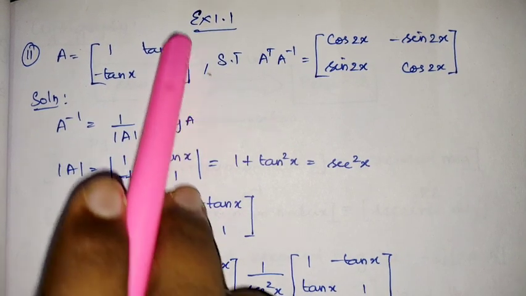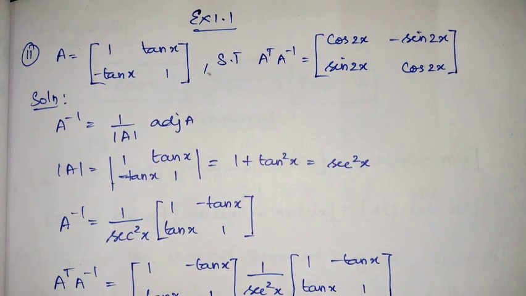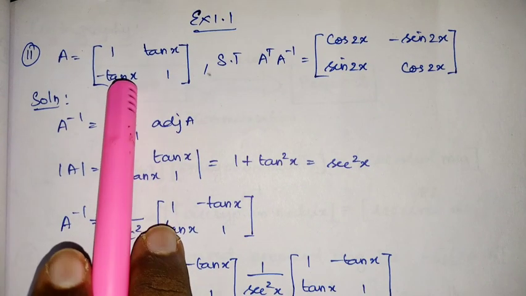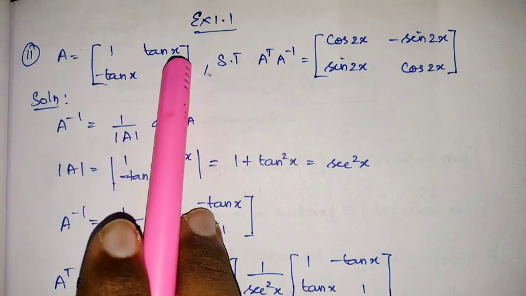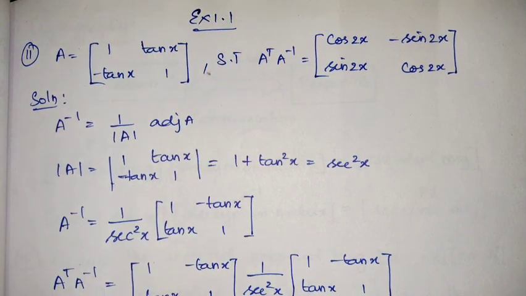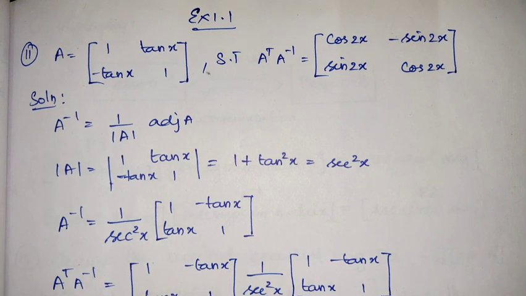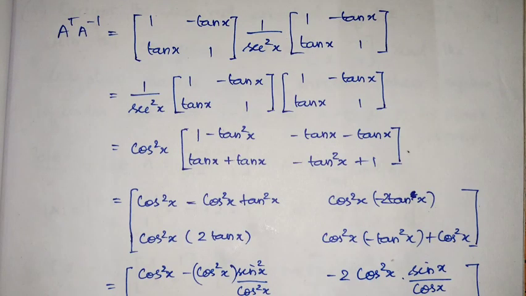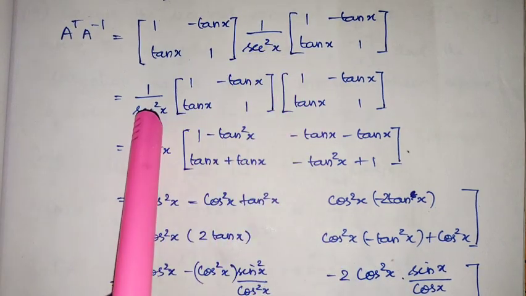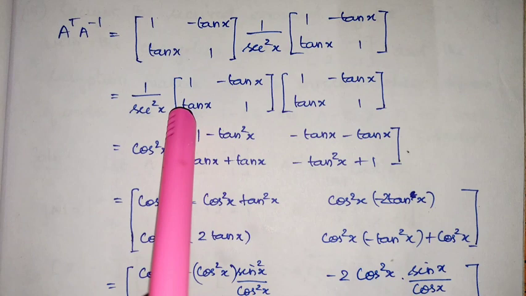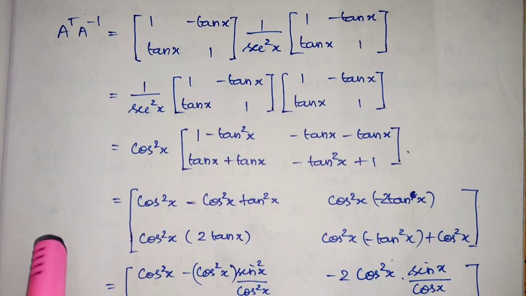A transpose, simply transpose this and write. So I have transposed it, and you can write. So this minus tan x goes there, and tan x will come here. So that is written. A inverse is also written here. Now this 1 by secant square x can be brought in the front, and these two matrices are written nearby. Now we have to multiply it.